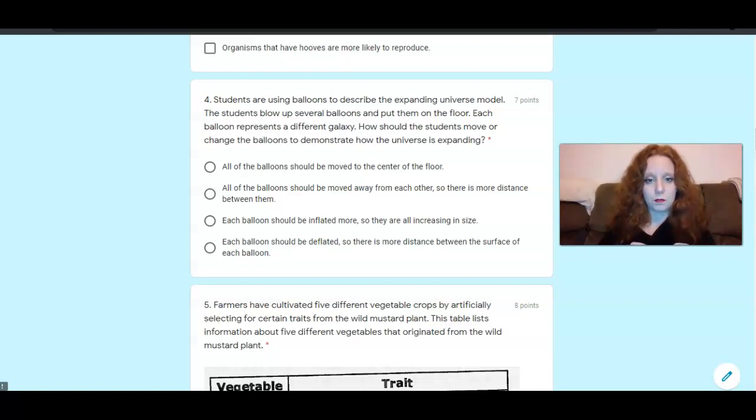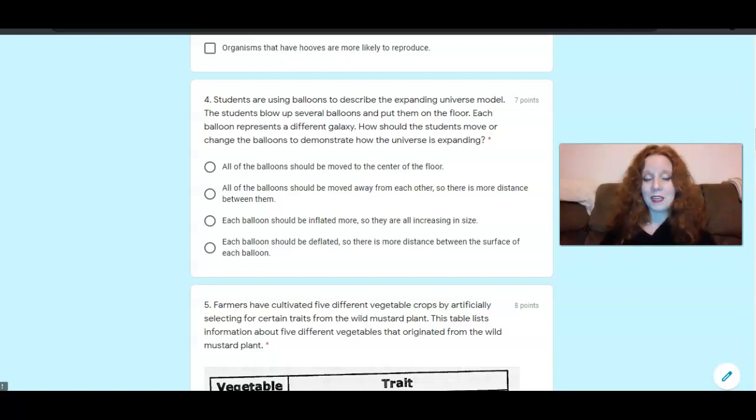And then D, each balloon should be deflated so there is more distance between the surface of each balloon. This is the correct answer to this test. And this is one I'd want to argue with the test creators on. I don't like this question. I don't think it's a fair question.